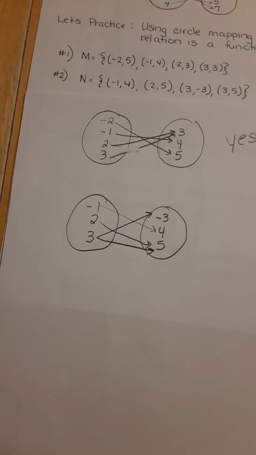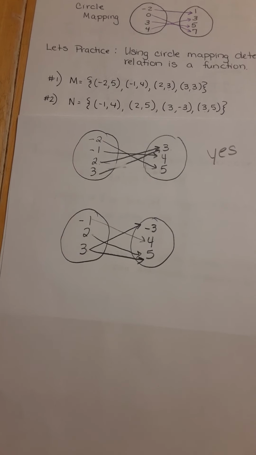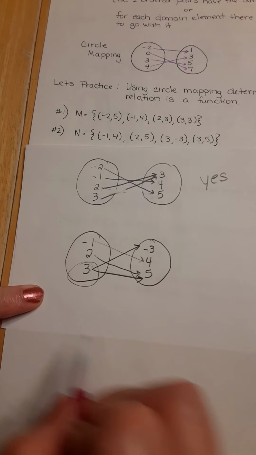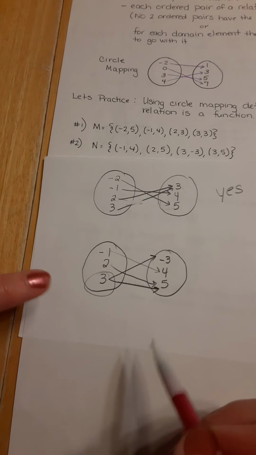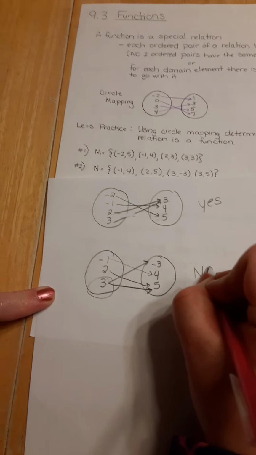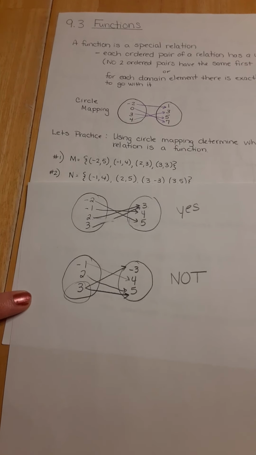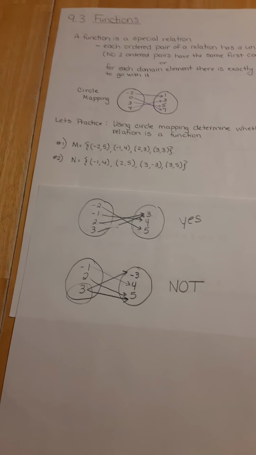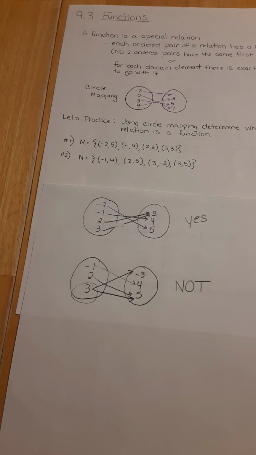Now take a look at my arrows. Do my x values go to only one y? Take a look at my 3. How many arrows are coming from my 3? I've got 2 arrows. This cannot happen. So this one is not a function. That is one way that we can quickly and easily see if our relation is truly a function.